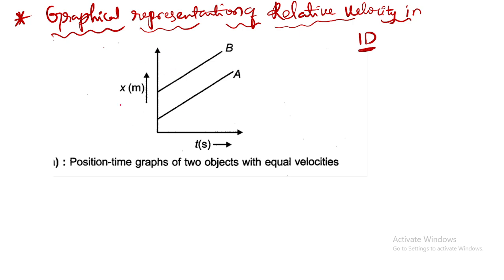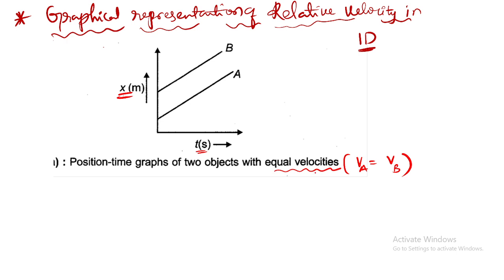Now you see, I am actually having the position time graph. My condition is the position time graph of objects with equal velocities. Equal velocity in the sense va must be equal to vb. Whether it is true or not, we have to see it.